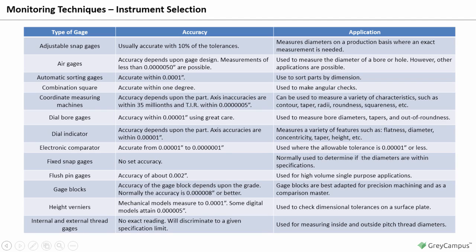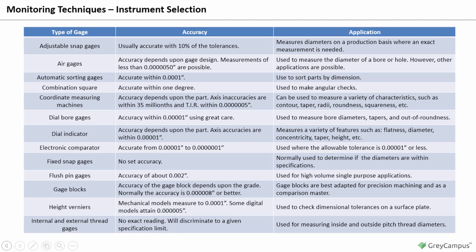The air gauges have an accuracy that depends upon gauge design. Measurements of less than 0.00005 inches are possible. It is used to measure the diameter of a bore or hole. However, other applications are possible. The automatic sorting gauges are accurate within 0.0001 inches and are used to sort parts by dimension. The combination square is accurate within 1 degree and is used to make angular checks.